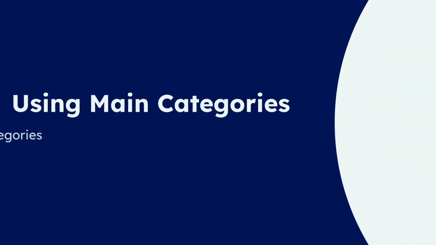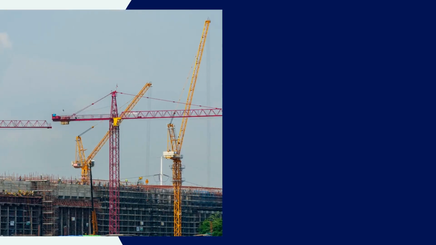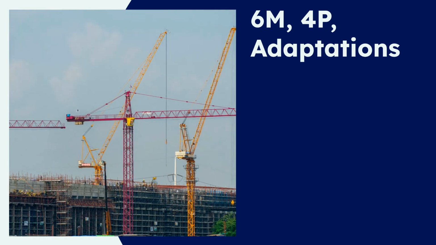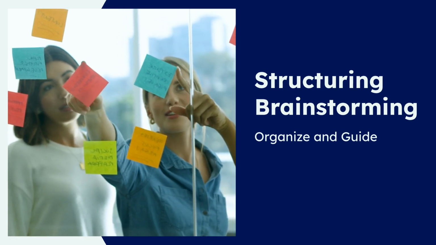Main categories help structure the brainstorming of potential causes. Common categories include 6M for production and 4P for service, but adapt to your problem. Categories guide brainstorming, making it more organized and comprehensive.